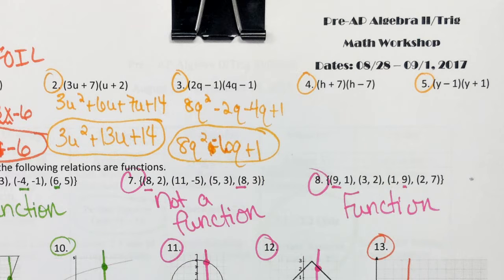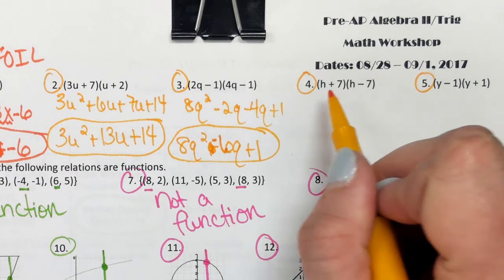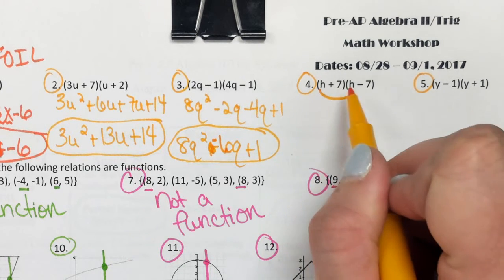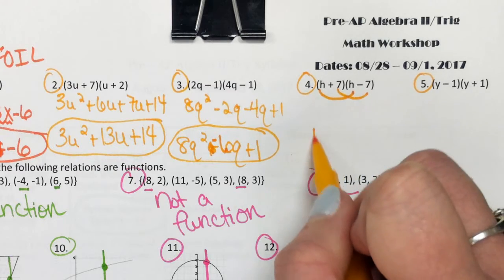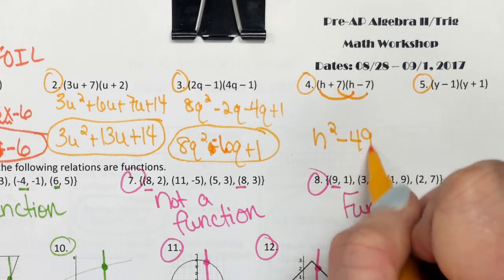All right. What about 4 and 5? 4 and 5 are different. What do you notice about 4 and 5? Cancel out. What cancels out? The middle to the outer and the inner, right? So the only thing that I have to multiply are what? The first and the last. Very good. That'll give you h squared minus 49.